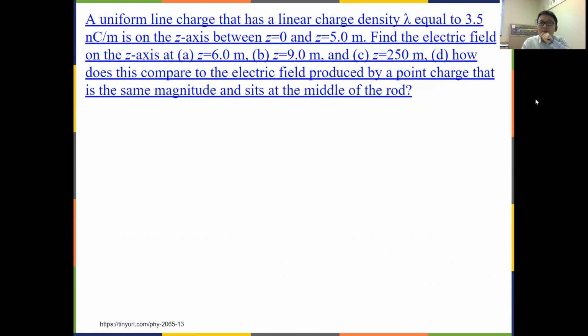How does this compare to the electric field produced by a point charge that is the same magnitude but sits at the middle of the rod? Okay, so let's take a look at them one by one. All right, so we'll sketch the problem first.